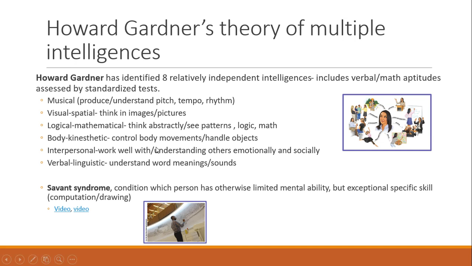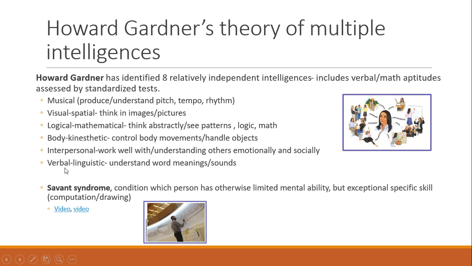And then my athletes, the ones who have complete control over their body and movements, you can handle objects very easily. But then you also have this one, interpersonal. These are the ones who can work well with others, they understand others' emotions, and they can use that to their advantage. They know when and how to approach people. And then verbal linguistic, you are a verbal language gymnast. You can use these words as you see fit.